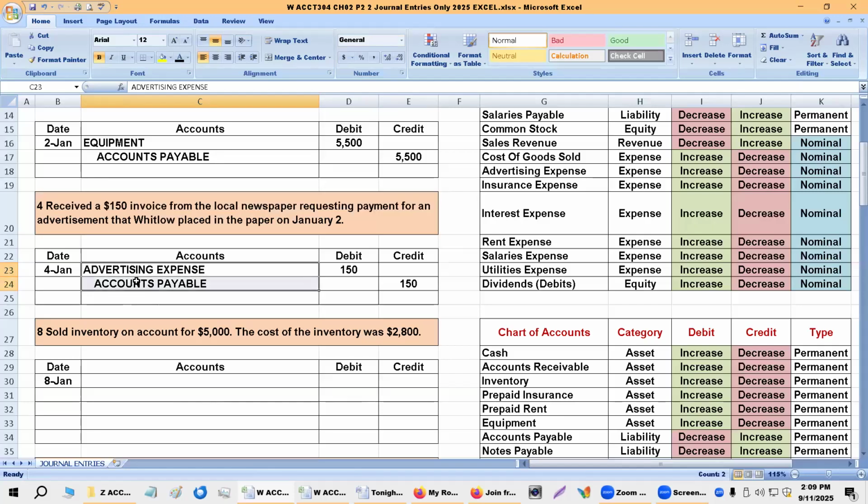So how do you find that? How do you find if they got a bill, but they're not paying it, so they don't have it on the books? Because notice no cash has gone out.